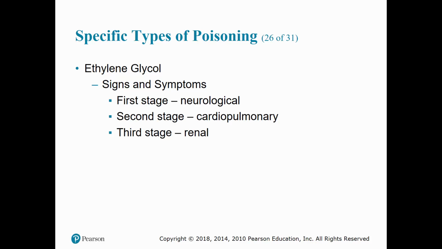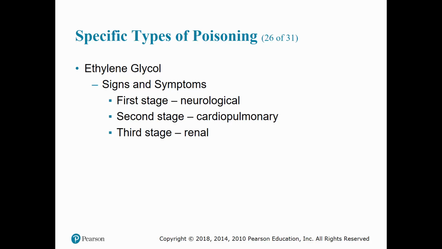The signs and symptoms of ethylene glycol poisoning commonly occur within 3 stages. Stages are associated with the time from ingestion and affect various body systems. During the first stage is when you have your neurological symptoms such as uncoordinated movement, slurred speech, nausea, vomiting, hallucinations, and seizures. As we progress into the second stage, you'll start developing tachypnea, cyanosis, heart failure, and pulmonary edema.